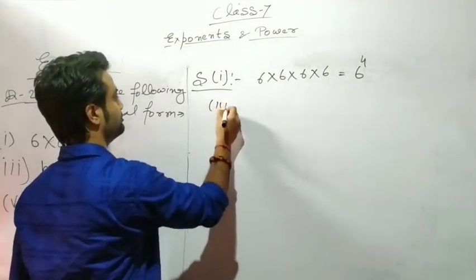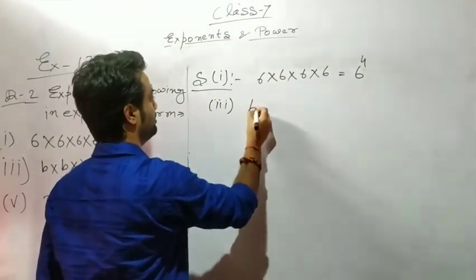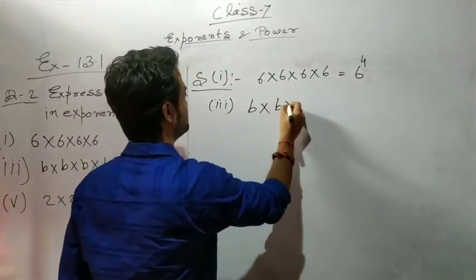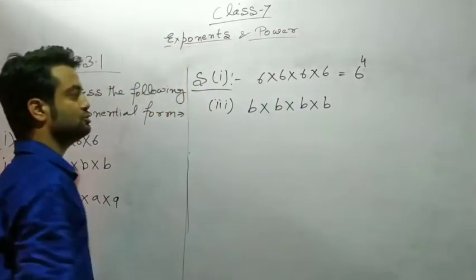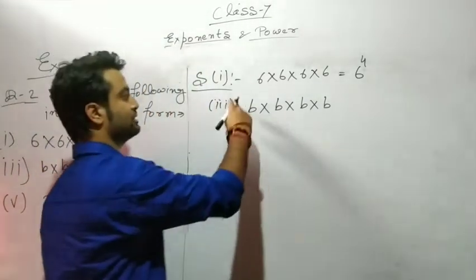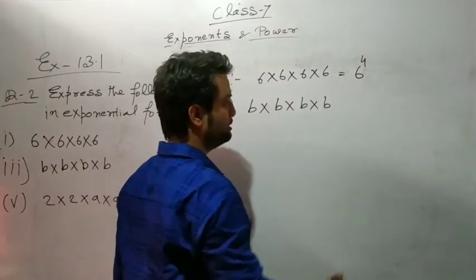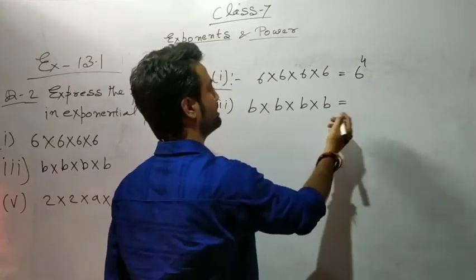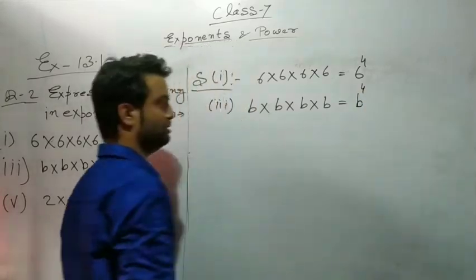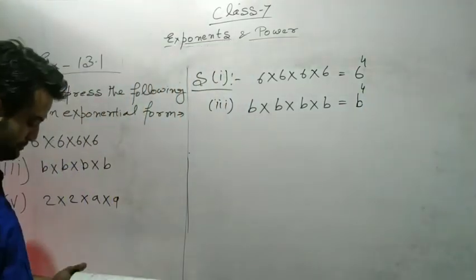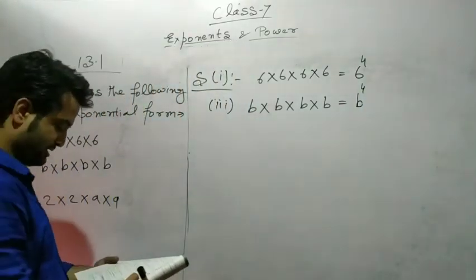Let's have a look at the third question now. Here we do not have any number. Instead we have a variable b. When 6 is multiplied 4 times, it is 6 raised to the power 4. When it is b multiplied 4 times, similarly it will be b raised to the power 4. Okay? Now let's have a look at our fifth question.